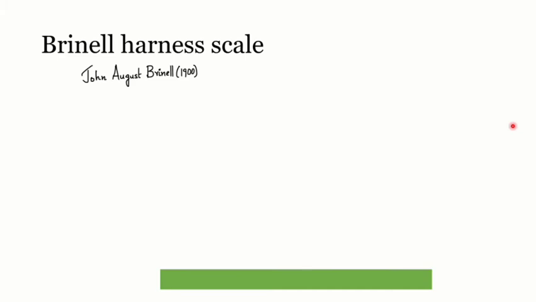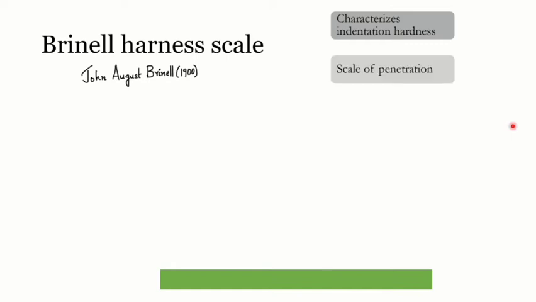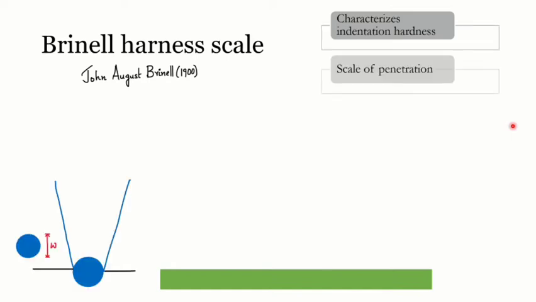So the first test is the Brinell hardness scale. It was first described by Johan August Brinell in the year 1900. Here it characterizes the indentation hardness of the material through the scale of penetration. In that particular apparatus, an indenter is going to produce an indentation on the material, and the depth of this indentation is going to determine the hardness of that material.